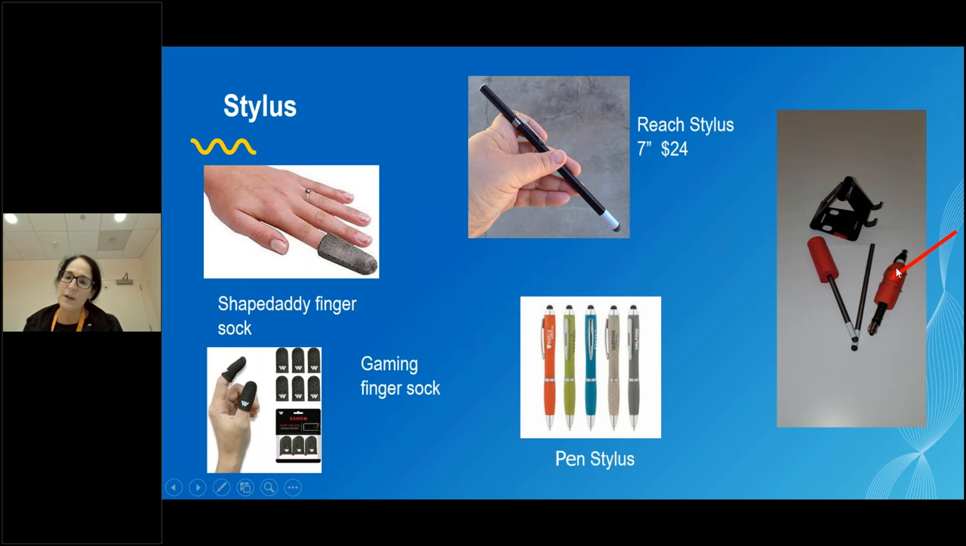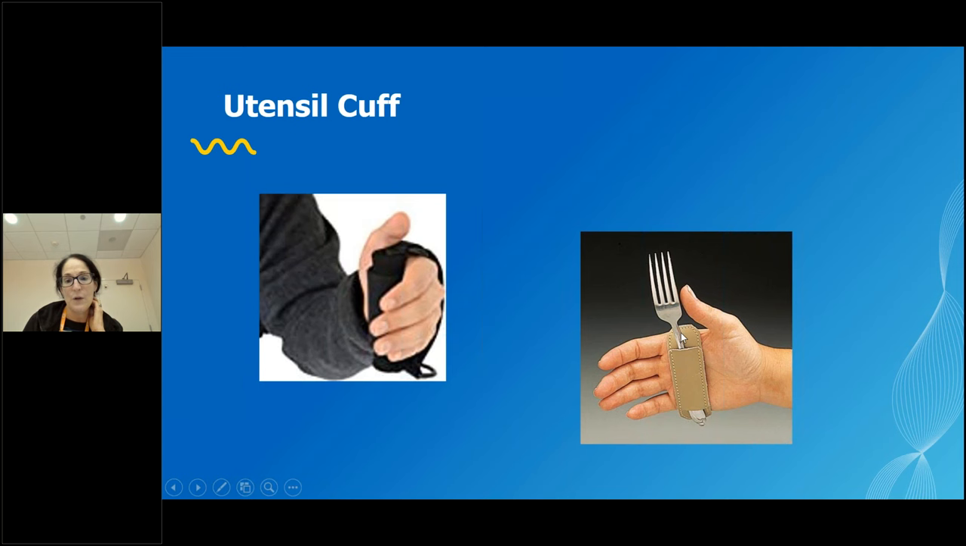So I just take copper jewelry wire and wrap it around all the way down to the tip. And now my hand is on there, I'm touching the wire, and that makes it conductive. So you can either add copper wiring to a cheap stylus, or pay $24 and you don't need that copper wire. So just a couple different options. If you were going to put a regular stylus in a utensil cuff, you wouldn't want to wrap that copper wire around this whole part right here so it touches the palm of your hand.